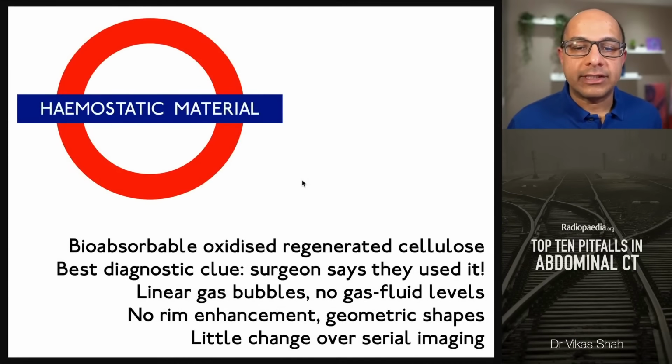So what are your diagnostic clues? Well, as I said, the best clue is a surgeon telling you that they've used it. But other things are looking for a linear array of gas bubbles and no gas fluid levels, as you would typically see in an abscess. There won't be any rim enhancement, although in the late phase, with a bit of formation of granulation tissue, you can get a little bit of rim enhancement, but in most cases you won't see any. They'll take on these geometric shapes because the surgeon will have molded it to whatever shape they wanted to form within the abdominal cavity. And over serial imaging, you'll see relatively little change.